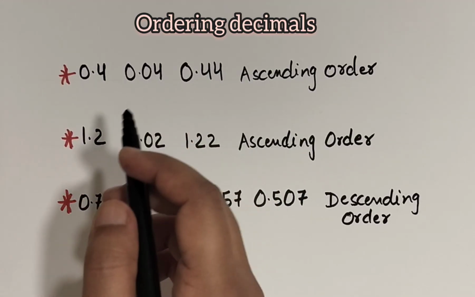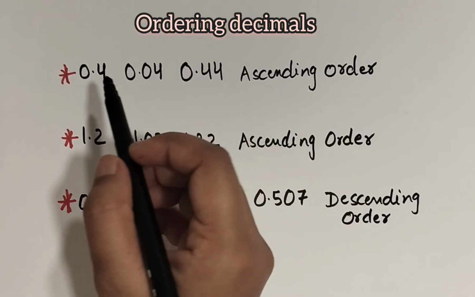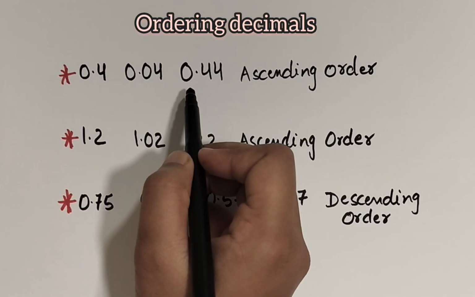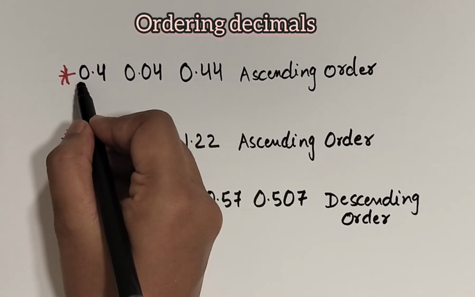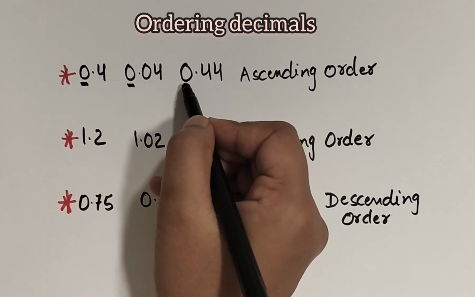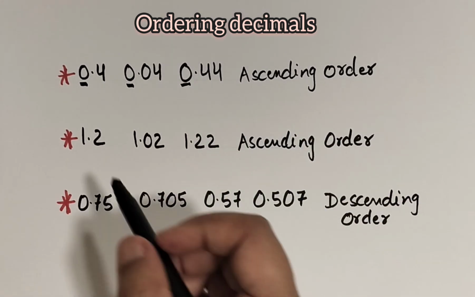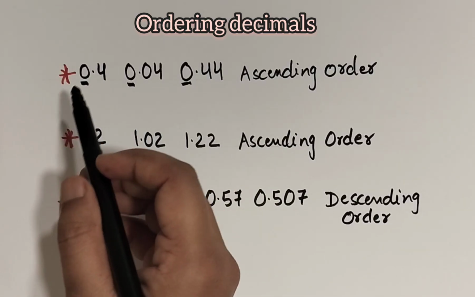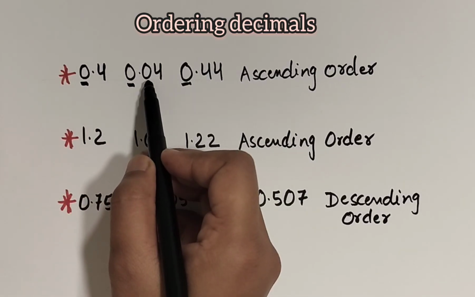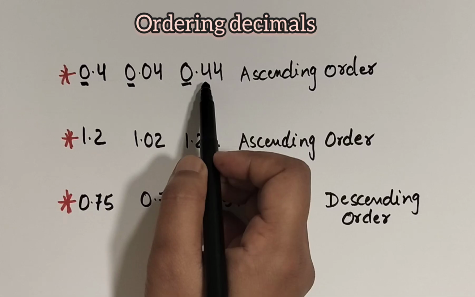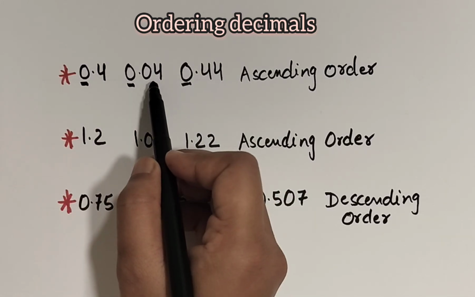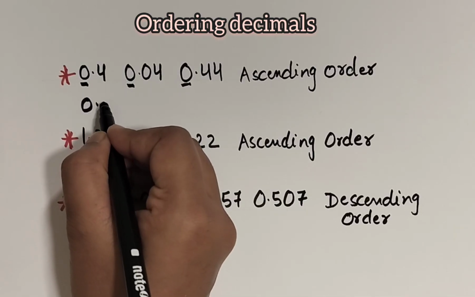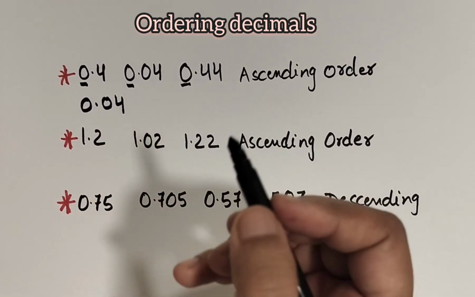So here you can see that we have three numbers, so we just need to compare all the numbers with each other. The first digit here is 0, 0 and 0. They all are the same, so we cannot do anything about that. Now we need to see the second number. Here we have 4, 0 and 4. So you can see that 0 is smaller than 4, so we will choose that number and we will write that number in the first place because that number is smaller than the others.